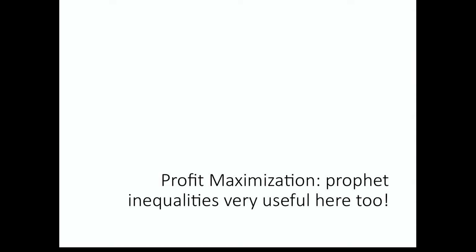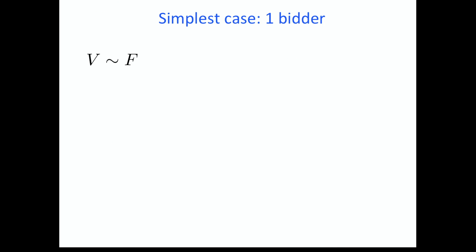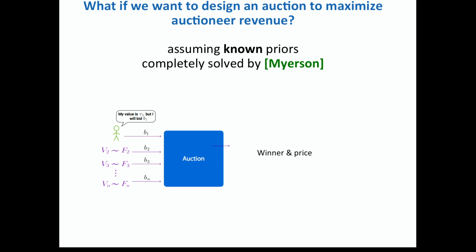Okay, so a little bit about profit maximization. Here, profit inequalities are also very useful. So in order for me to tell you that, I've got to tell you a little bit about maximizing profit or revenue in auctions. So this, assuming known priors, is completely solved in Nobel Prize winning work by Myerson. Again, sorry, I should just say, the problem is to design an auction, knowing that the values are coming from these priors, so that the auctioneer revenue is maximized, okay?